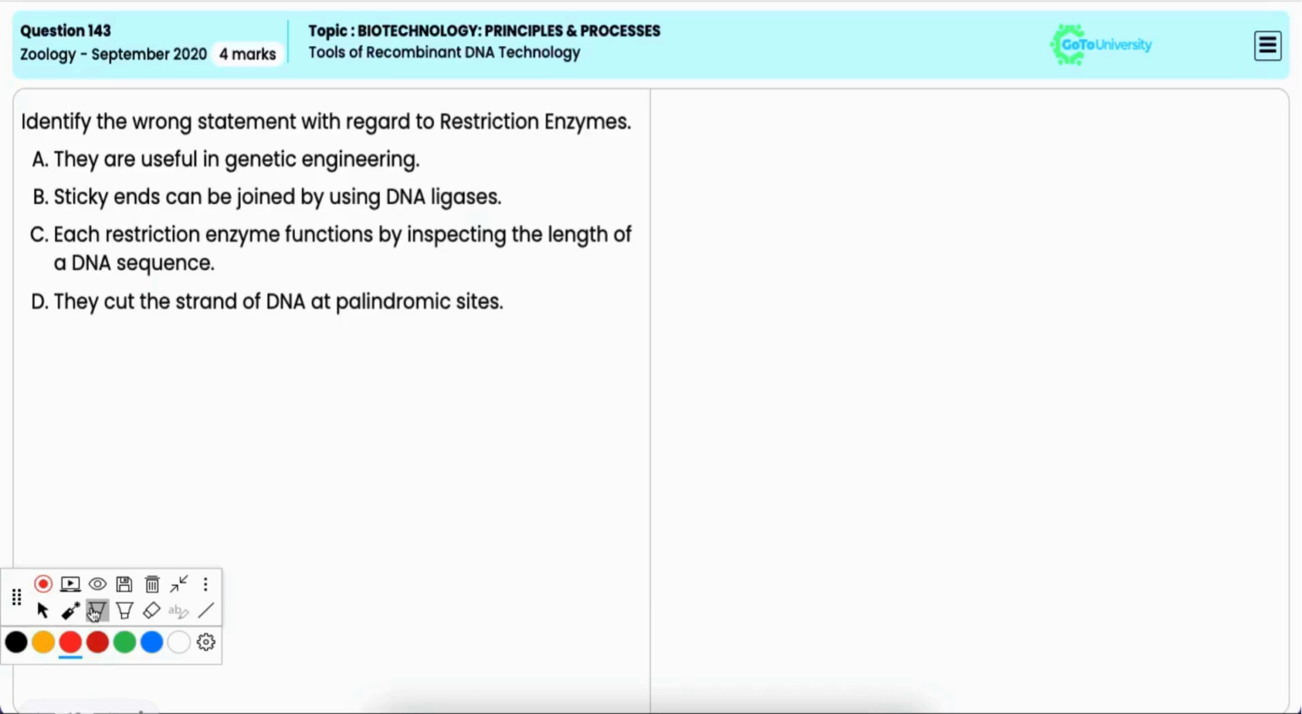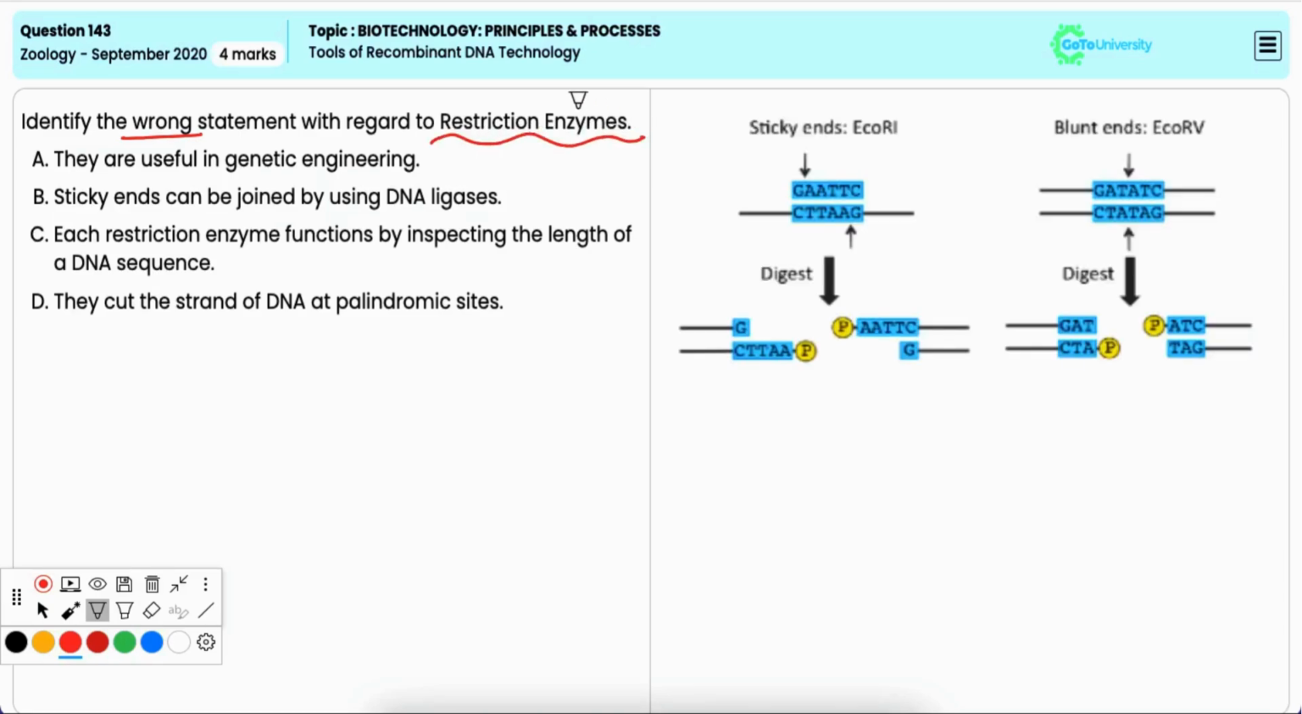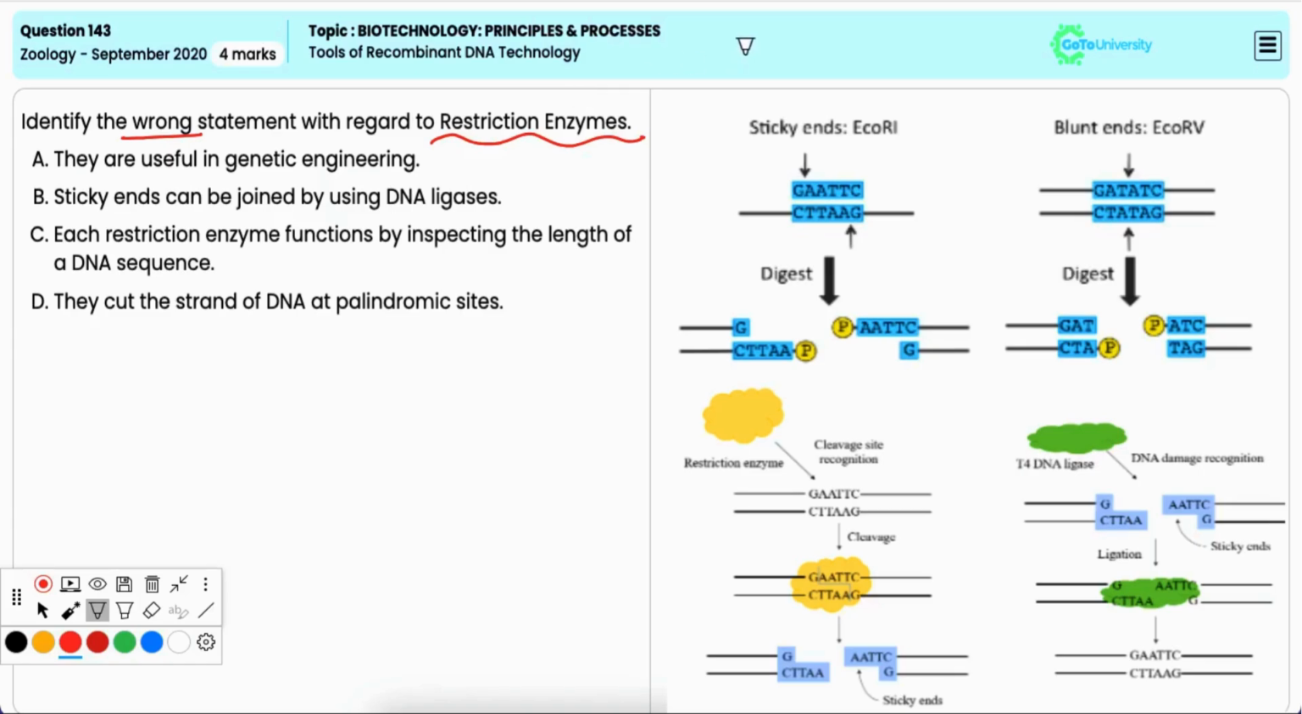In this question, you have to identify the wrong statement regarding restriction enzymes. Now, restriction enzymes, also known as restriction endonucleases, are found in bacteria and archaea that recognize and cut DNA at specific sequences known as the recognition sites. And these enzymes break the phosphodiester bonds in the DNA backbone, creating double strand breaks.